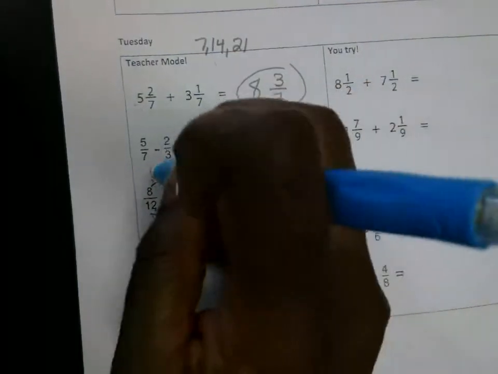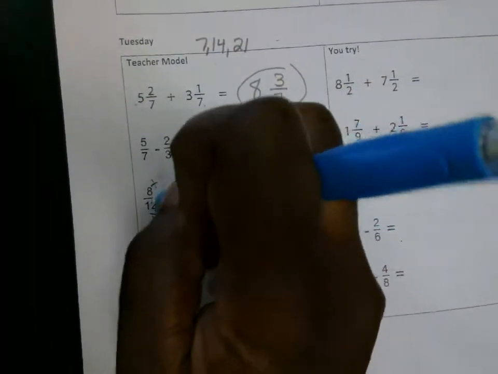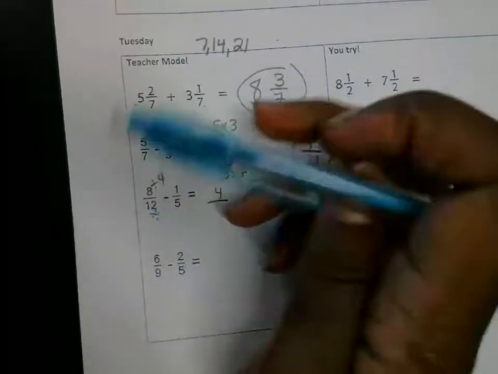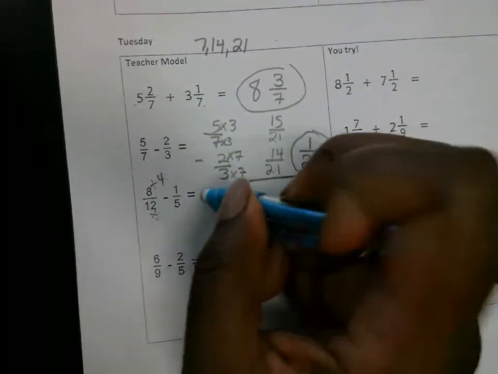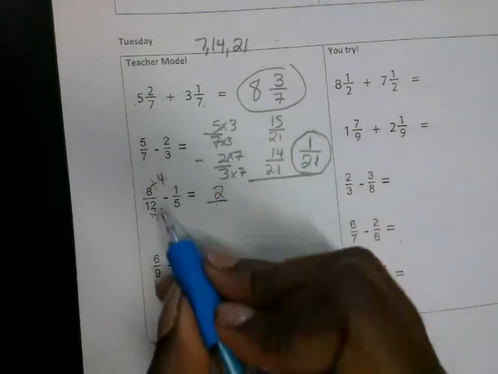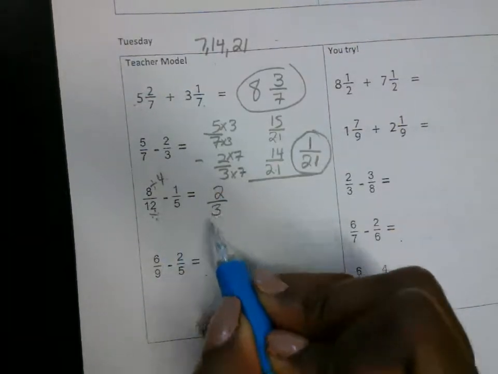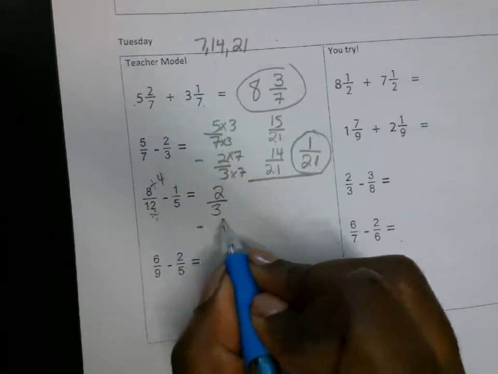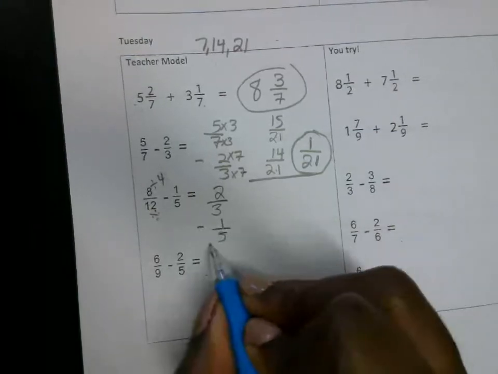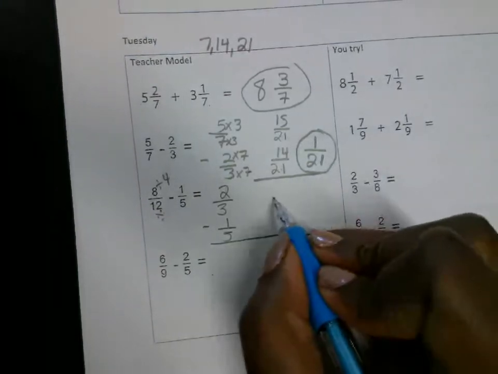I could have used 4, right? That would have given me 2 on the top and 3 on the bottom. Okay, so now I'm going to subtract 1/5 from it. Common denominator is going to be 15.